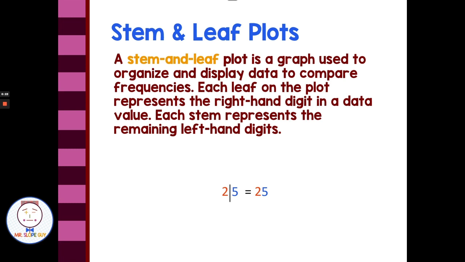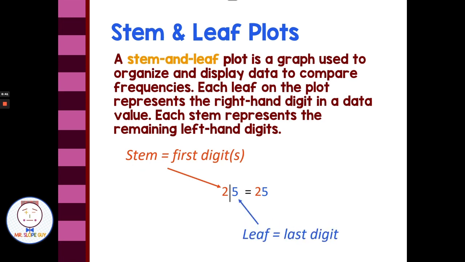Each leaf on the plot represents the right-hand digit in a data value, and each stem represents the remaining left-hand digits. So for example, if we have the number 25, on the left side we have the 2 for the tens place, and on the right side we have the 5 for the ones place. So this would be read as the stem is on the 2 and the leaf part is the 5.